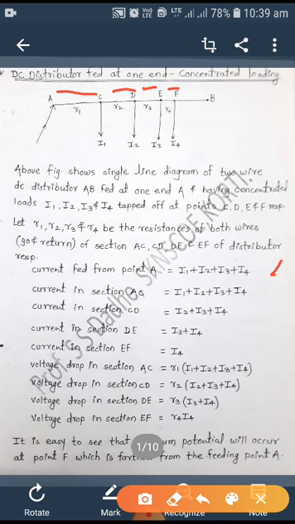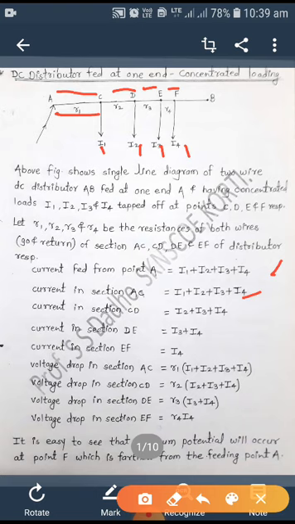Now, let me write the equation for current in section AC. In this particular section AC, how much current is there, that we have to write. Now in this section we have the addition of all the currents I1, I2, I3 and I4. That summation of all the currents will be the total current present in section AC. Therefore, in section AC, we have current I1 plus I2 plus I3 plus I4.